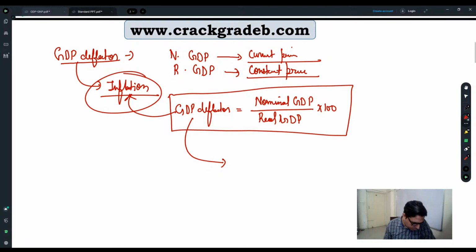So current price to constant price, constant price to current price. Constant price is always going to be low, right? Constant price is always going to be low with respect to the current price because inflationary rates are always going to increase. So it is the deflation from what? It is the deflation from the constant price to the current price.